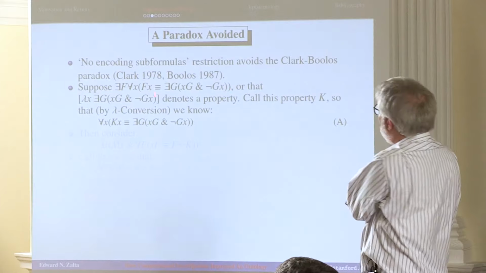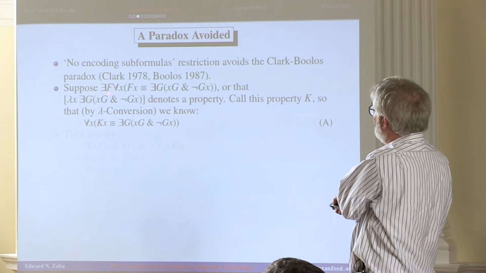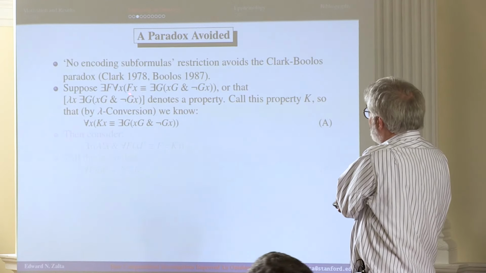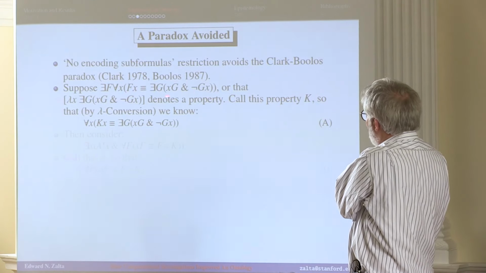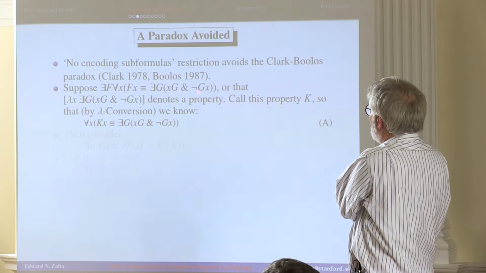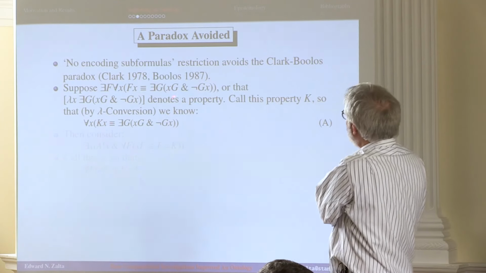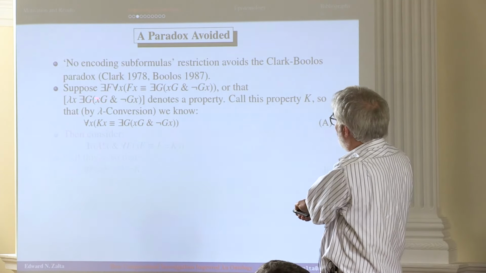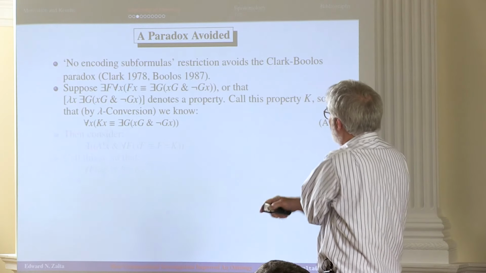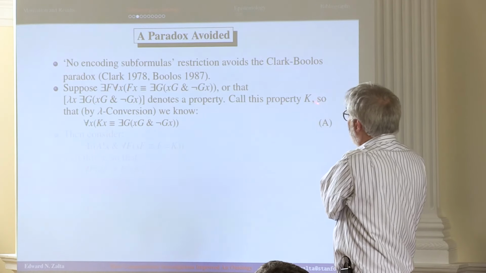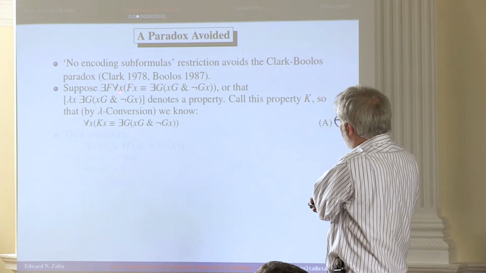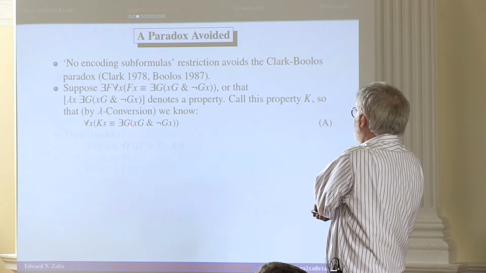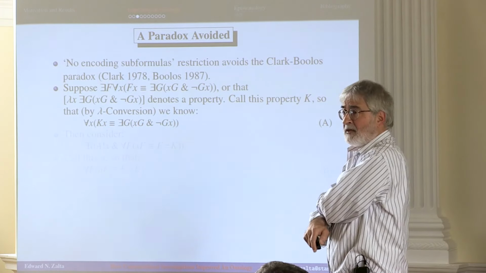So here's the idea. Suppose you could build a property. Suppose comprehension for properties allowed you to assert the existence of a property F, which is exemplified by all and only those objects X, such that there's a property that X encodes but doesn't exemplify. Or suppose you could build a lambda expression that had this encoding formula, which is basically the same formula as this. You could bind that variable X by the lambda. Well, call this property K, so that by lambda conversion, or just by instantiating that to K, it follows that something is K if and only if there's a property that you encode, but you don't exemplify.